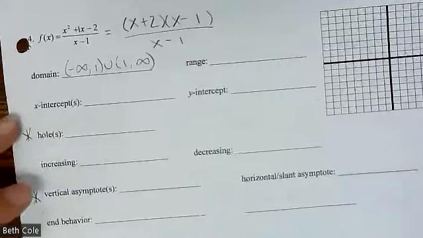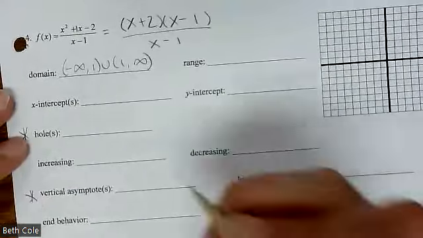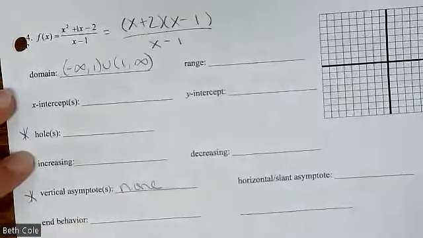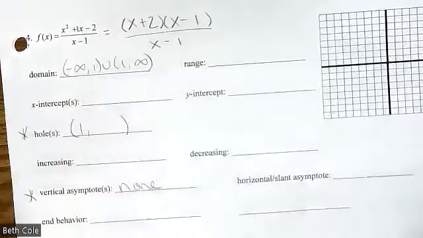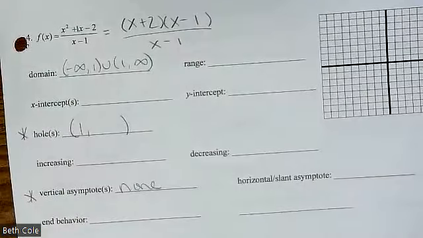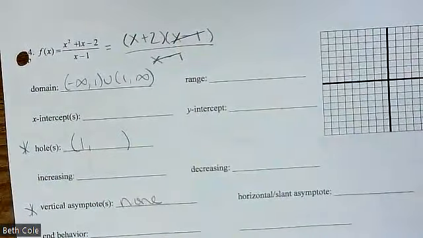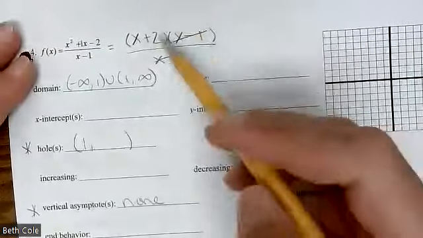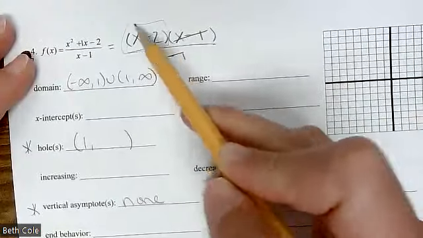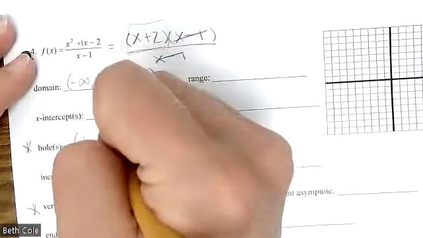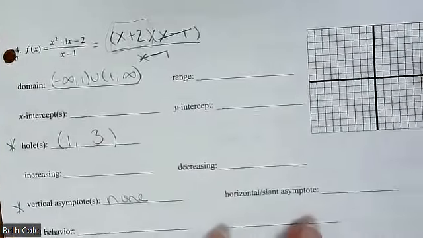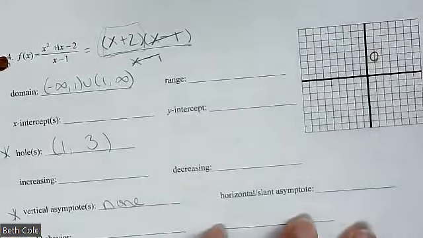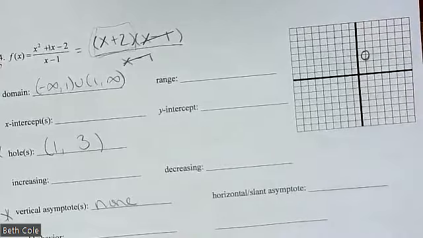So is 1 going to be a hole or a vertical asymptote? Good. Vertical asymptote is none because it can't be both. And the hole is at 1, comma. How do you get the other part? Plug in 1. All right. So if you plug in 1 to what's left here, 1 plus 2 is 3. So you're going to put a hole at 1, 3. So right there. And again, I recommend doing that immediately. As soon as you get something, put it on your graph.